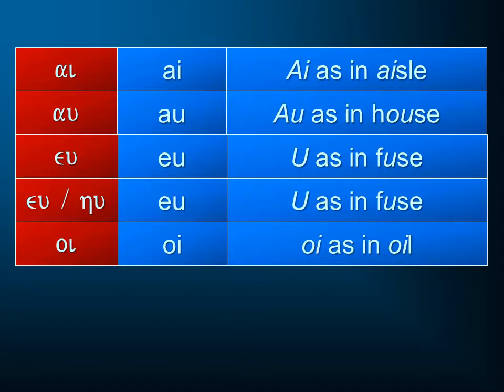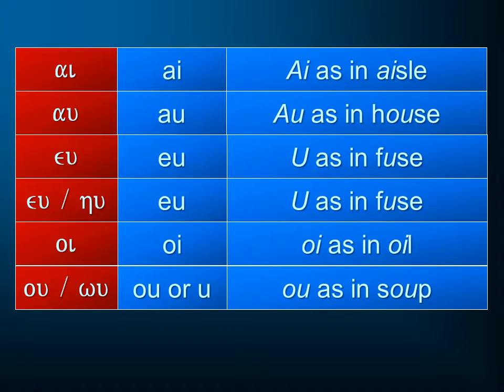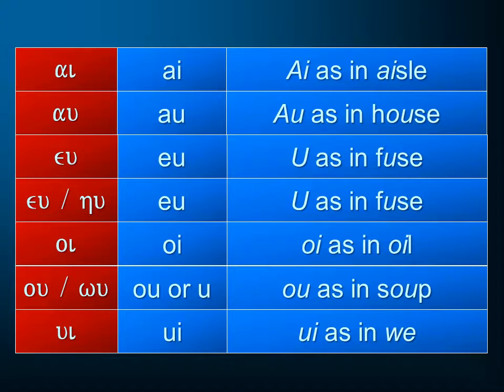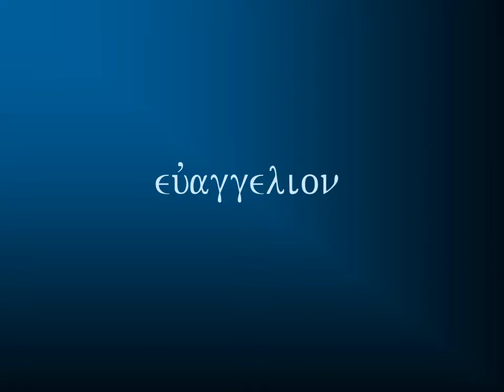The omicron and the iota can be joined together as in oil. Notice the English word oil is a diphthong, that oi. I have the omicron upsilon or the omega upsilon, and that's going to have an oo sound, like in you or in soup, the oo sound. And finally, I have the upsilon and iota, and that's going to have an E sound, like in we, the E sound. Now let's take some of those and put them into practice.